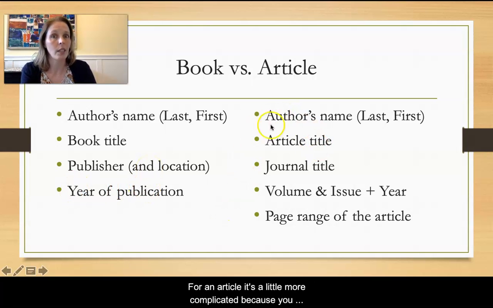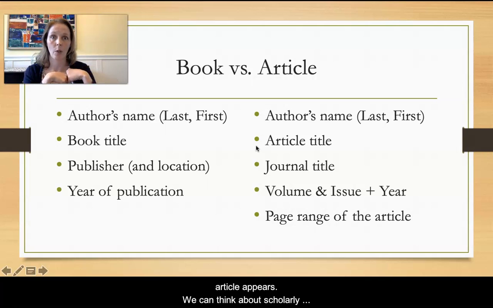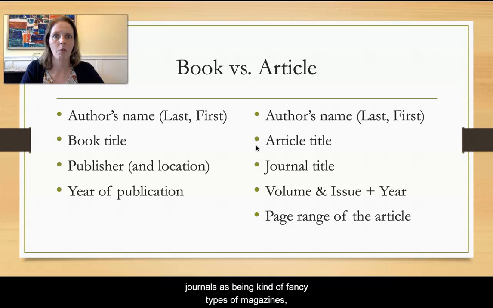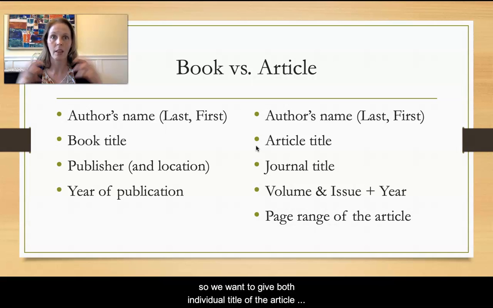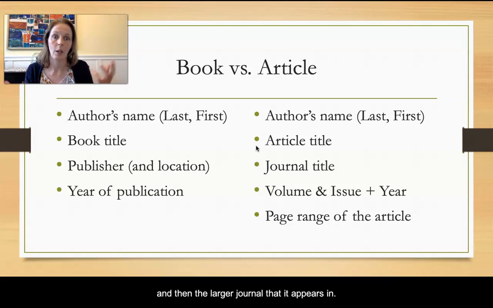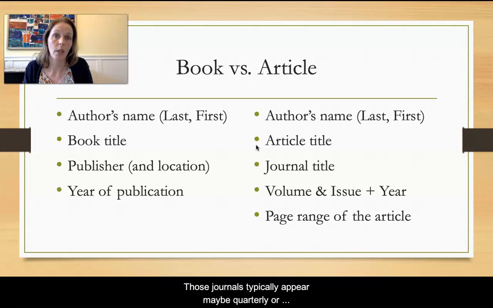For an article, it's a little more complicated because you have both the article title and then the journal in which that article appears. We can think about scholarly journals as being kind of fancy types of magazines. So we want to give both the individual title of the article and then the larger journal that it appears in. Those journals typically appear maybe quarterly, or 4 times a year.